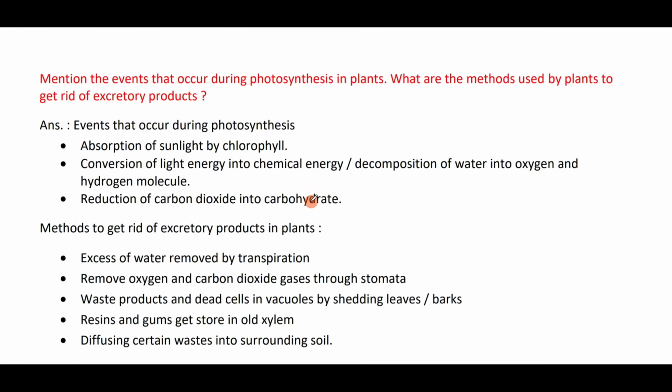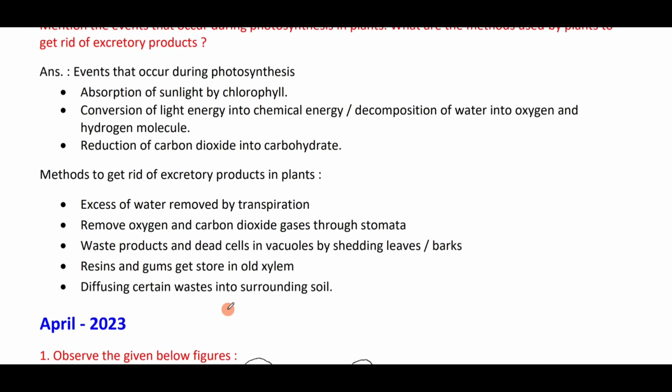Oxygen and carbon dioxide gases are removed through stomata. Waste products and dead cells are stored in the vacuole and removed by shedding leaves and barks. Resins and gums get stored in old xylem, and certain wastes are diffused into the surrounding soil. These are the ways by which the plant gets rid of the excretory products.